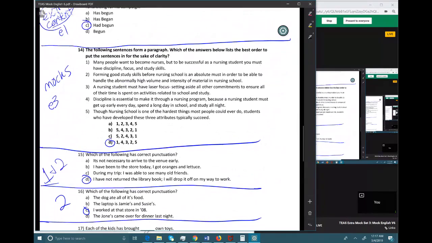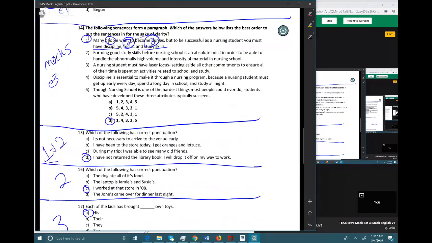Number 14 is where we put the sentences in order. That one is going to be D. I've explained that in all of the mocks. I'm not going to go through that one. The first sentence, number 1 here, is the intro. You always find your intro sentence, find the 3 subjects that they list, and proceed to put the sentences in the order you see them here. Discipline should be the first sentence, focus should be the second, study skills should be the third. And that is choice D.